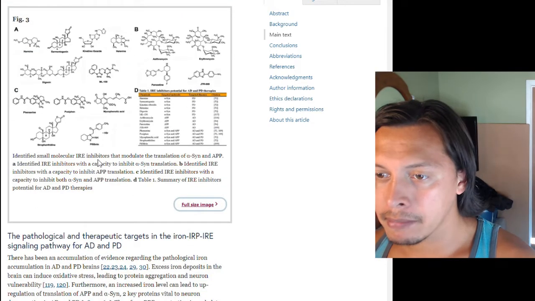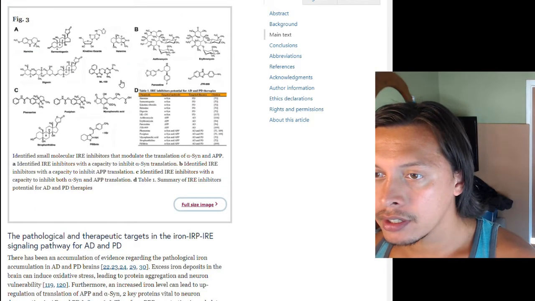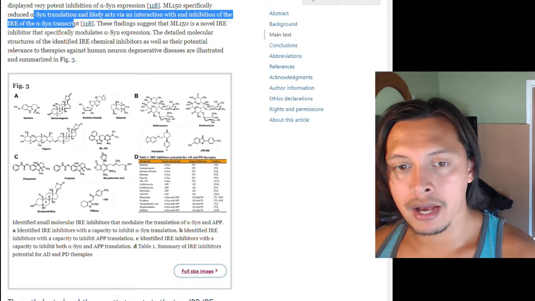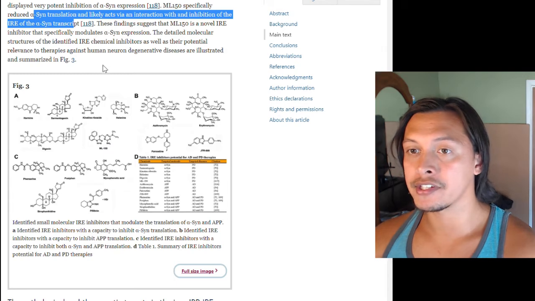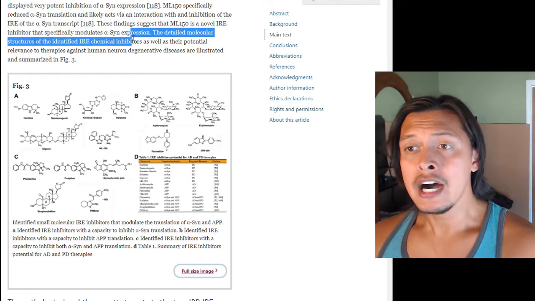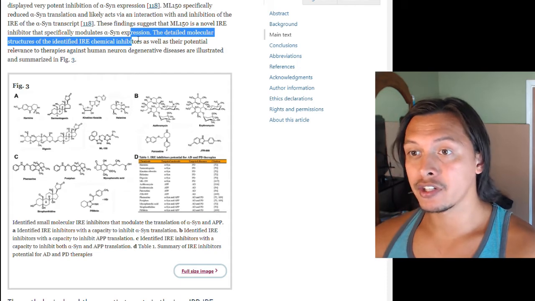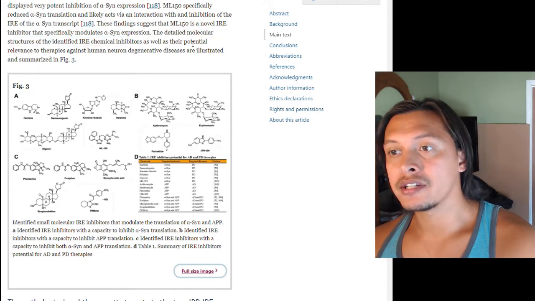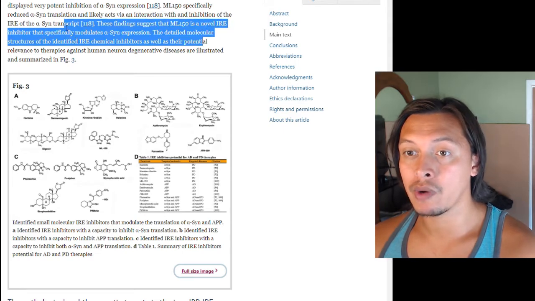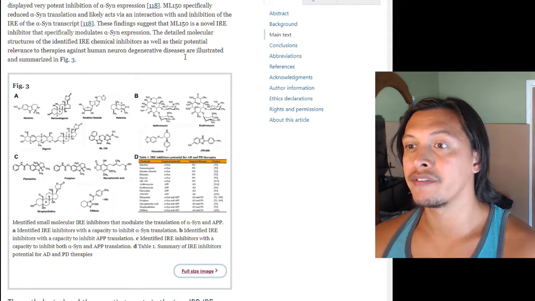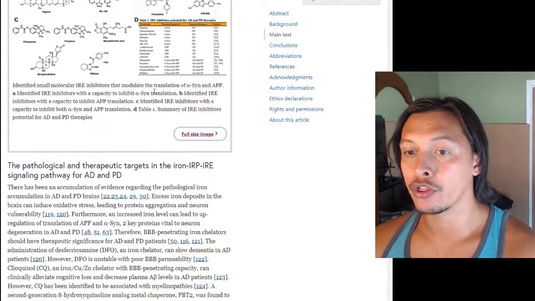So let's see if ML150 is here. Supposedly this compound is able to interact directly with the iron response element of alpha-synuclein. Anyways, these studies suggest that ML150 is a novel IRE inhibitor that specifically modulates alpha-synuclein expression. The detailed molecular structure of the identified IRE chemical inhibitors, as well as their potential relevance to therapies against human neurodegenerative diseases, are illustrated and summarized in Figure 3.